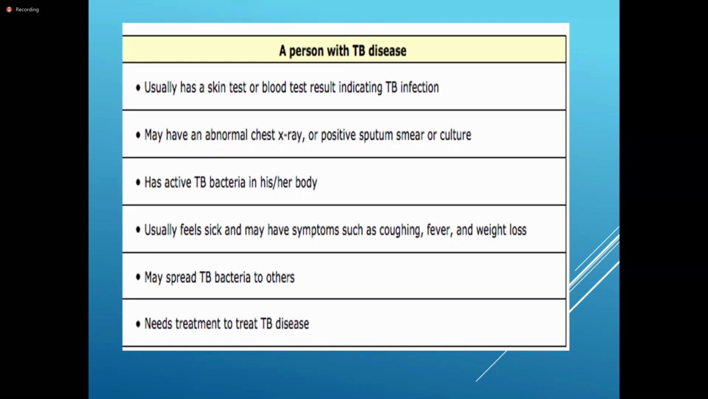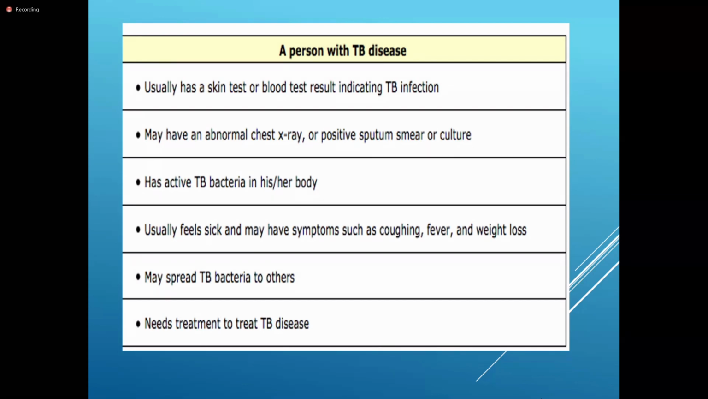So usually has a skin test or a blood test indicating a TB infection. So what is that? That's our PPD. That's our Mantoux test. That's an intradermal in your arm that indicates that they have been exposed to TB. They may have an abnormal chest X-ray. Look how that says may. It doesn't mean that every single person with active TB has a chest X-ray that's going to show up. They may. Or positive sputum for AFB.